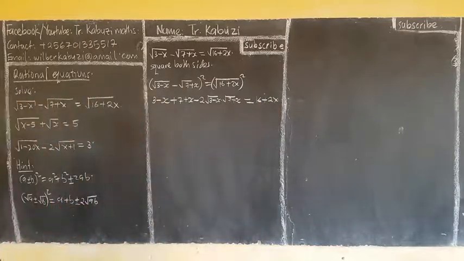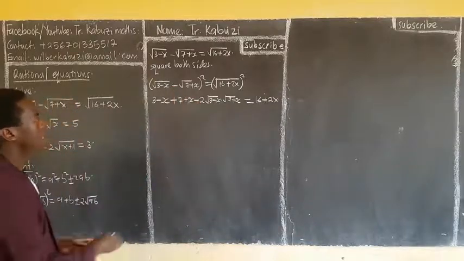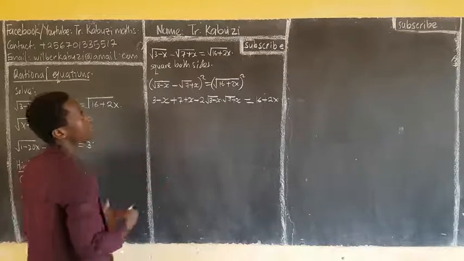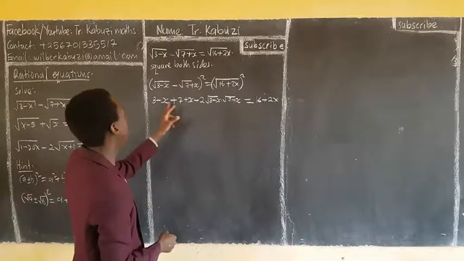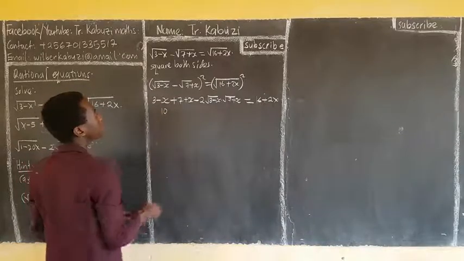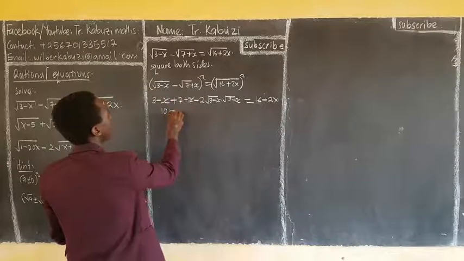So that's how we handle it. I square this, the root goes, I square this, the root also goes. Then I have this, then times 2. Because it's negative, that's why I have it negative. Now let us simplify this and this. This is going to vanish, so I'll have 3 plus this, I'll have 10. Then x has vanished. Then I have minus 2.